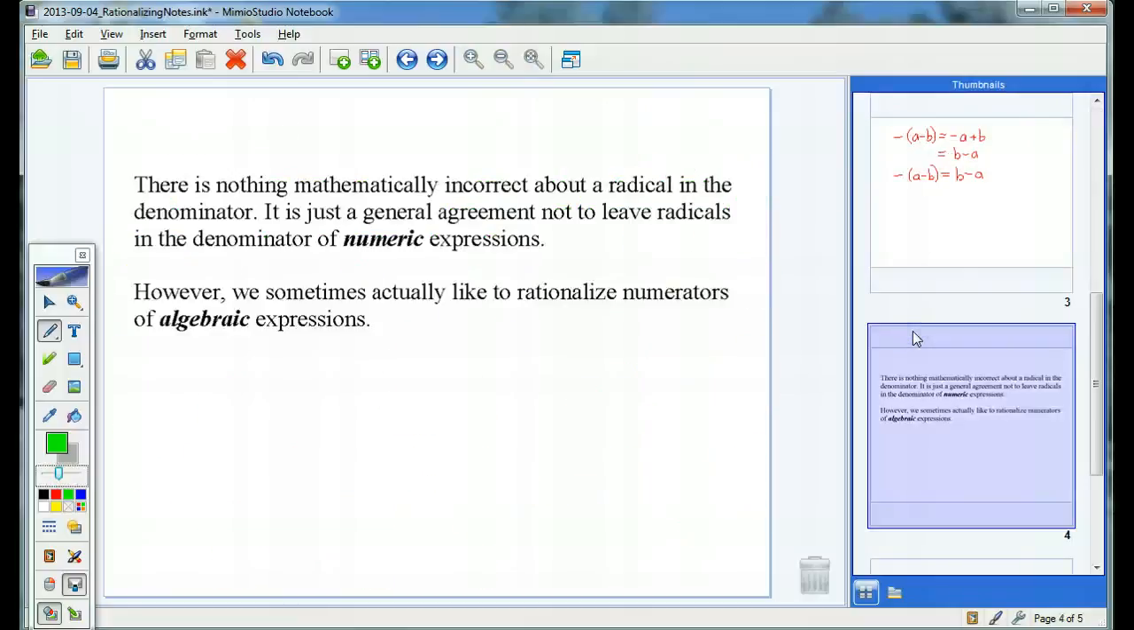So I want to point out that there is actually nothing mathematically incorrect about having a radical in the denominator. It's just that as a mathematical community, we've gotten together and agreed that we're not going to leave radicals in the denominator. But that's for numeric expressions. It actually turns out that for algebraic expressions, sometimes we do like to move the radicals from the numerator and put them down into the denominator. So one process that we'd like to learn is how to rationalize the numerator of an algebraic expression.